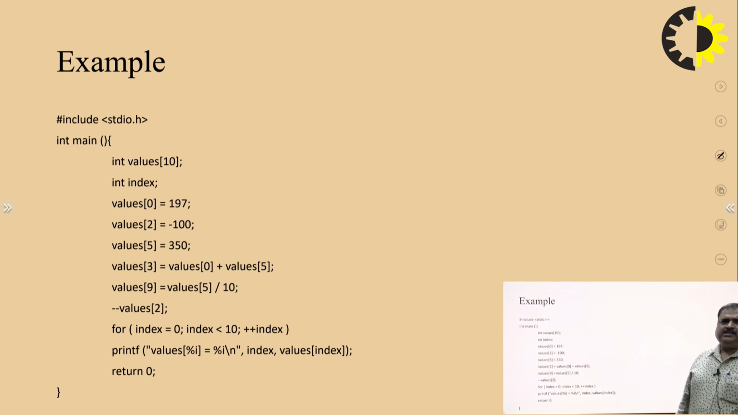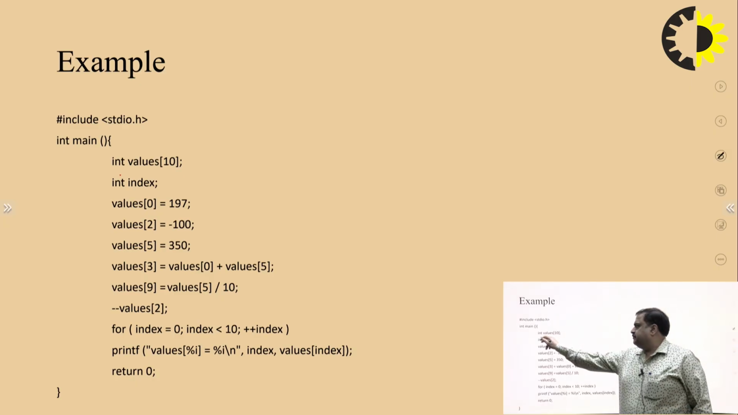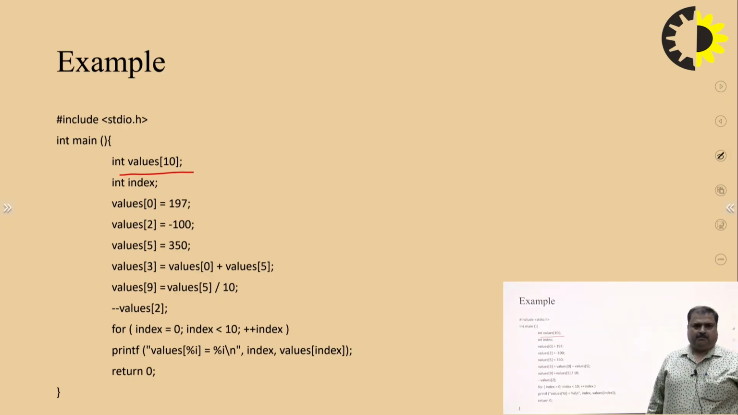Okay, so let's have a very simple example to understand how arrays can be utilized in a C program. Here we have taken an array named values of type integer, and the size we have taken as 10. So you can understand how much memory it has reserved: 4 into 10, that is 40 bytes it will reserve in memory. We have taken one more variable, index.